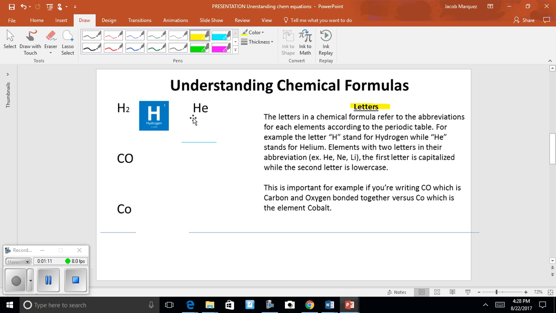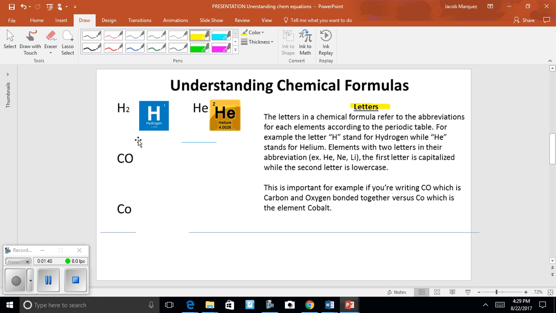Now, what about this one? We got an H and a little e. Well, what element is that? Is that one element or is that two elements? Well, this is an important feature. Whenever you see a capital letter and a lowercase letter next to it, that is all one element. In this case, this is the element helium. Okay? Now, they can't have two elements with the letter H, so they decided to add the extra e for helium so we can differentiate between helium and hydrogen.